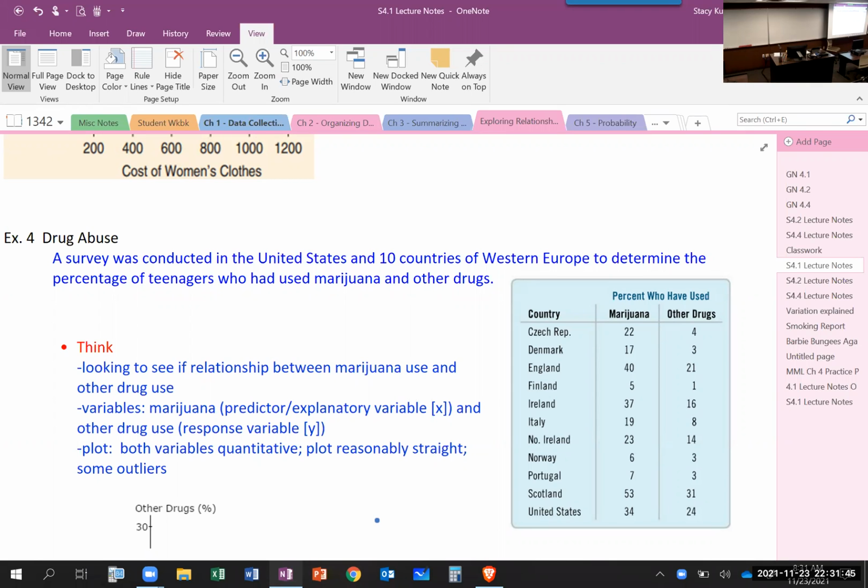So what they have here is the percentage of teenagers who use marijuana and the percentage of teenagers who also use other drugs. Both of those values would be quantitative values, all right? They want to know whether there's a relationship between marijuana use and other drug use. If they're asking whether marijuana would be the gateway drug to other drugs, marijuana becomes the X variable, and other drug use becomes the Y variable. So marijuana would be the predictor and the other drug use would be the Y.